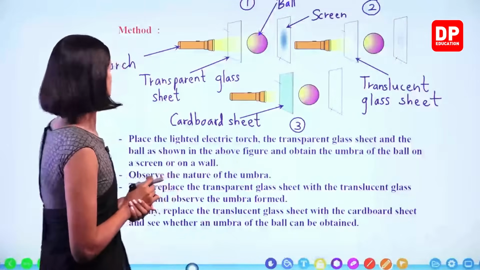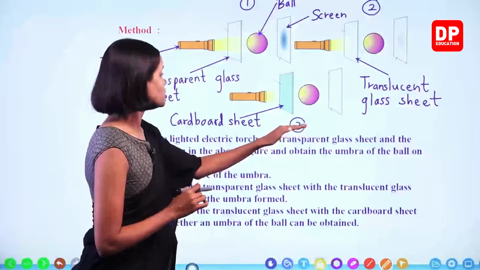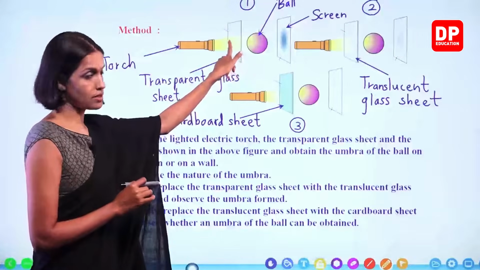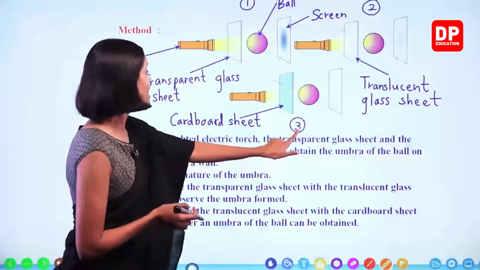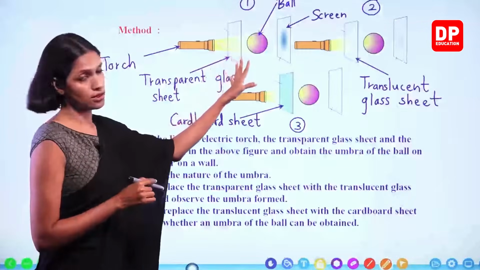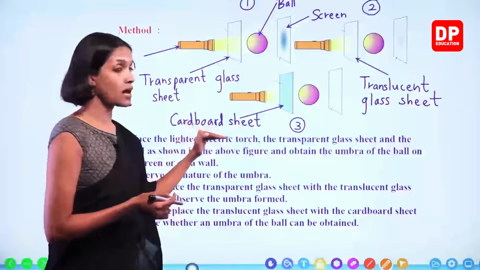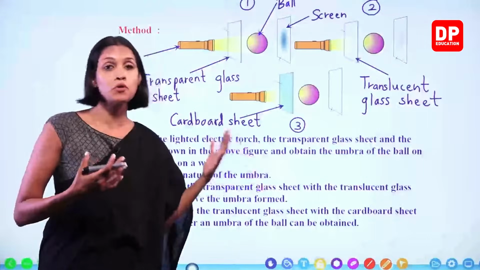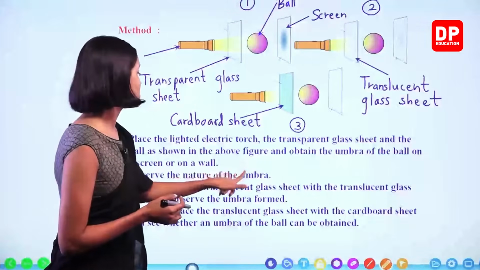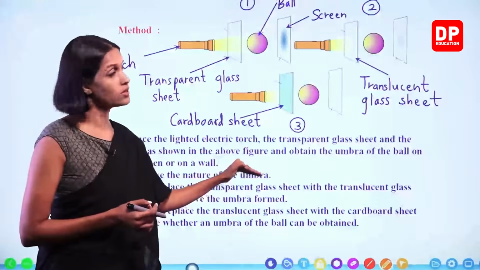Right, children? Place the lighted electric torch, the transparent glass sheet, and the ball as shown in the above figure, this figure number 1, and obtain the umbra or the shadow of the ball on a screen or on a wall. Next step. Observe the nature of the umbra. We have to check whether it is sharp or not. Then replace the transparent glass sheet with the translucent glass sheet and observe the umbra form.